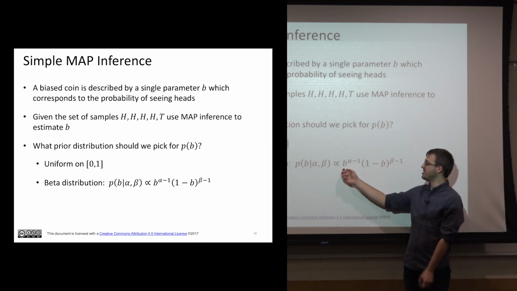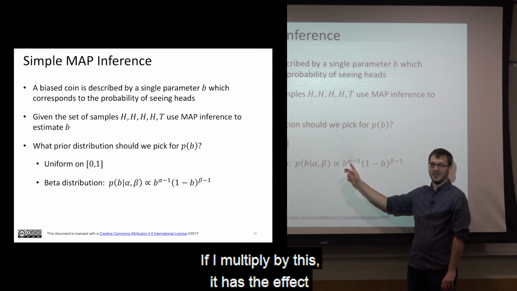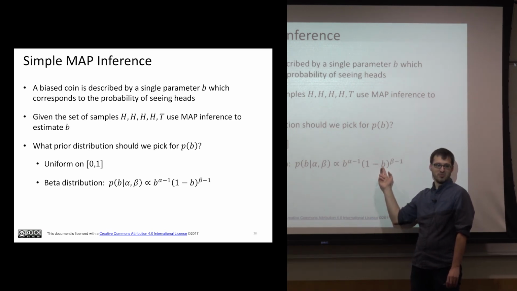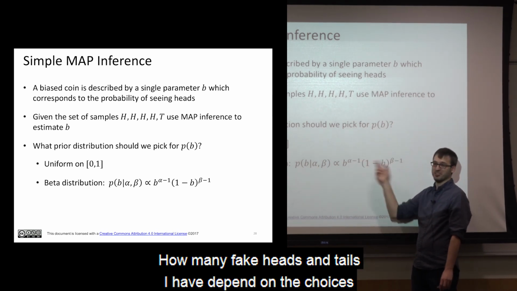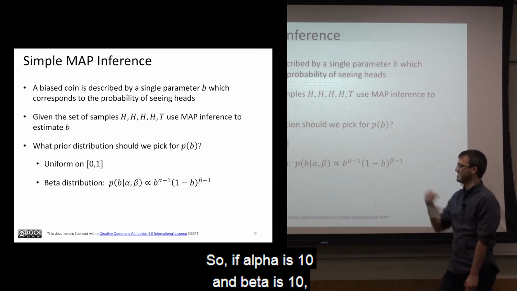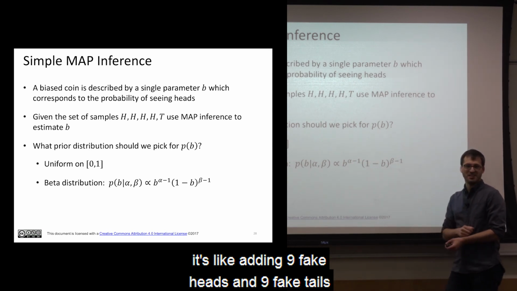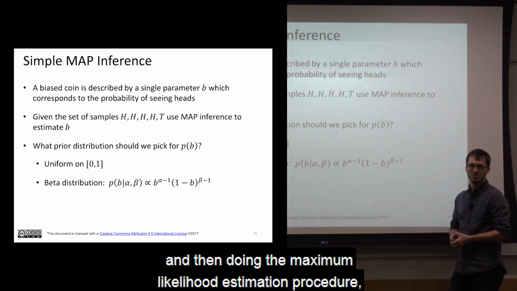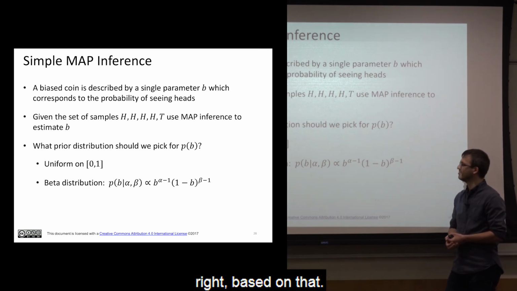If I multiply by this, it has the effect of adding a fake number of heads and a fake number of tails. How many fake heads and tails I add depends on the choices of alpha and beta. So if alpha is 10 and beta is 10, it's like adding 9 fake heads and 9 fake tails, and then doing the maximum likelihood estimation procedure based on that.